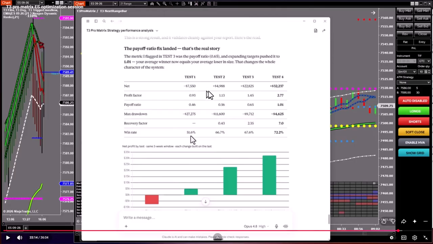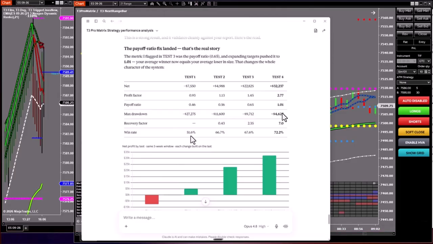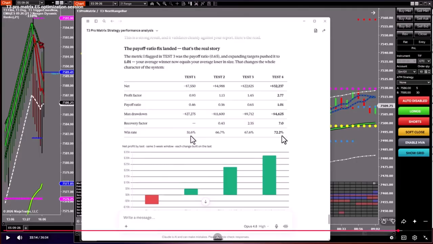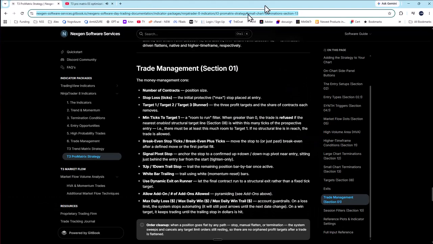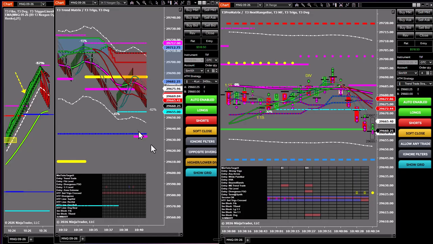Well, when you get to this, trading a few S&P contracts and you get over to the right side, you're like, okay, now I'm making $32,000 with a 2.77 profit factor and a $4,600 drawdown. I think that was on 5 S&Ps, so you can scale that back. But with a win rate of 72%, now you've got something that's robust enough to at least go back and start doing more testing with it.